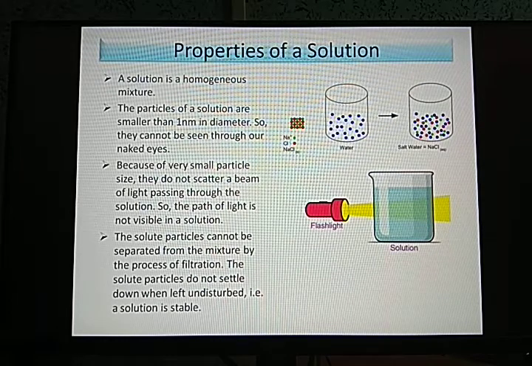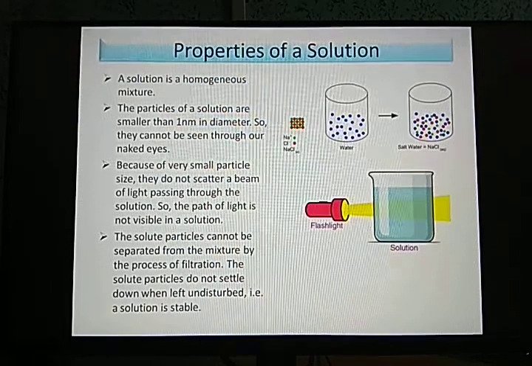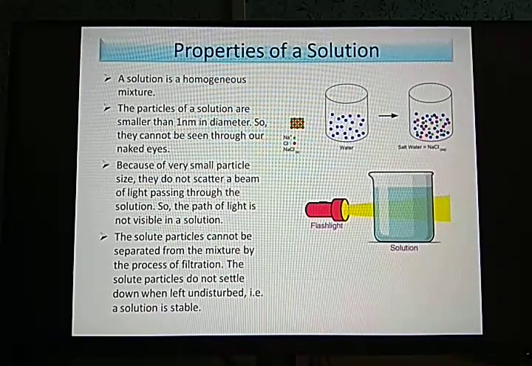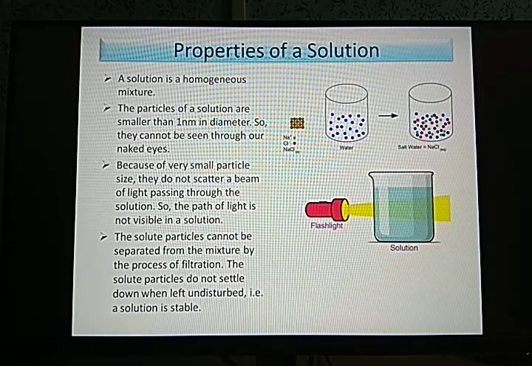If it had settled down, then it would have been a heterogeneous mixture. But as we all know, a solution is a homogeneous mixture. So that won't happen in the case of a solution. Clear? Now, it cannot be separated with the method of filtration.